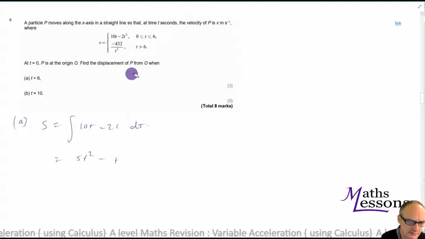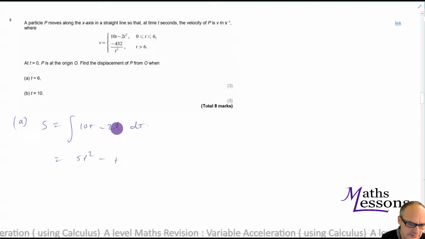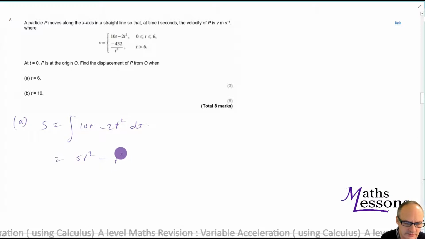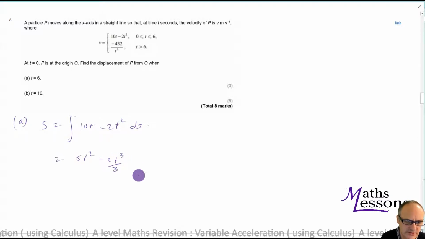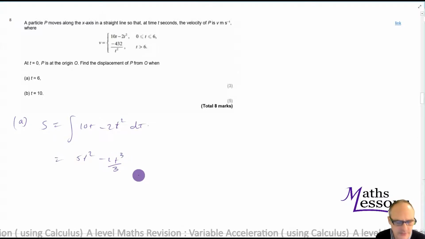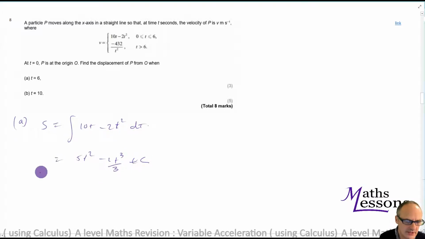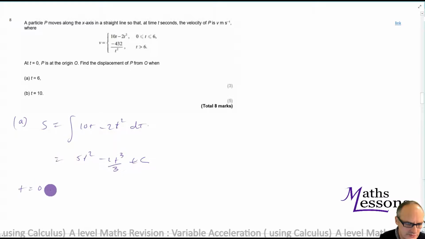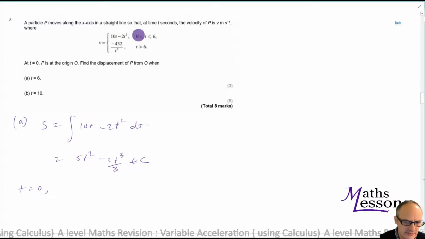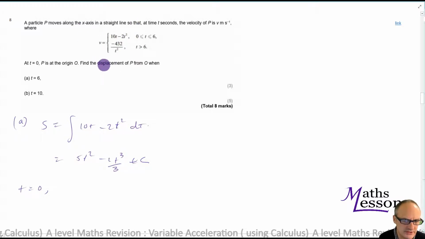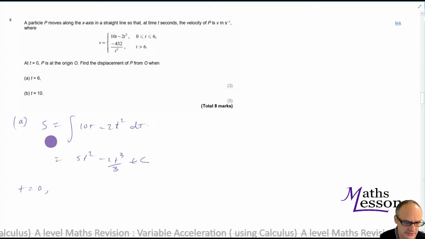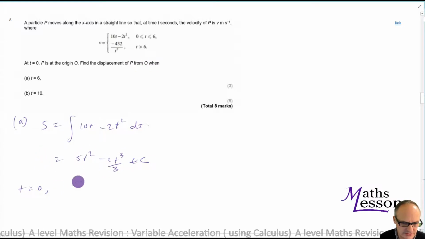I was wondering about that because I just couldn't remember doing a quartic when I was warming up on this. So we get 2t cubed over 3 plus c. Now we know that at t equals 0, we're going to have the velocity equal to 0, and we know that it's going to be the displacement from the origin, so that's going to be equal to 0. So this is 0, this is 0, this is 0, so c equals 0.